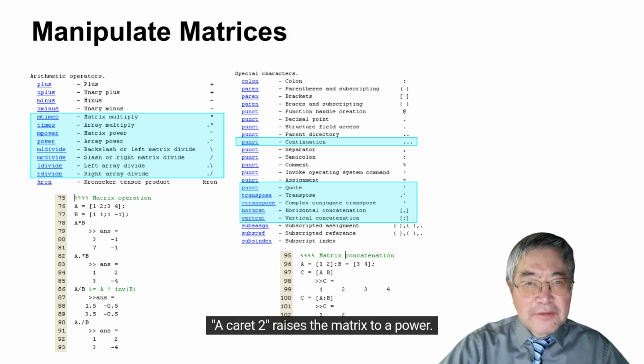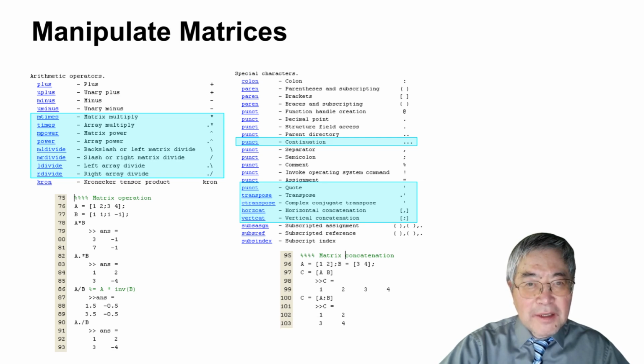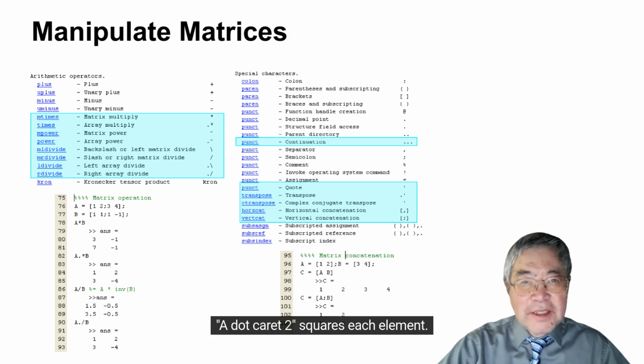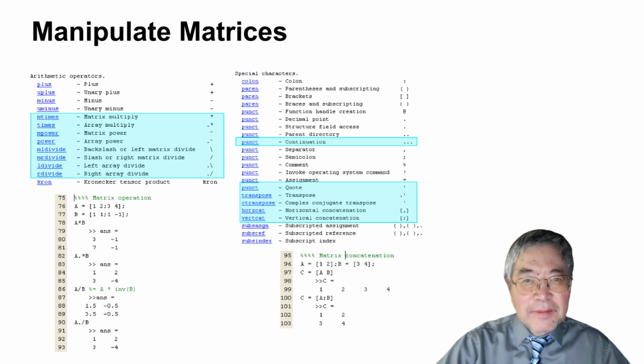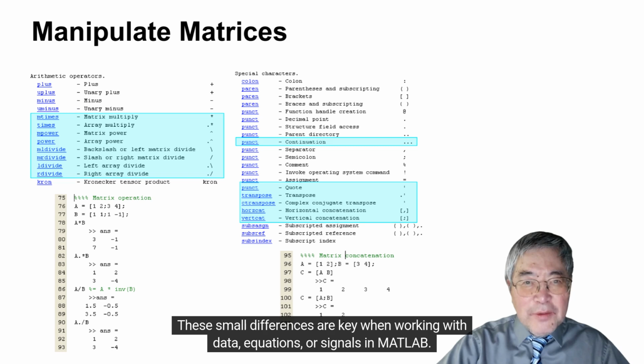A^2 raises the matrix to a power. A.^2 squares each element. And for division, A / B solves equations, while A ./ B divides element-wise. These small differences are key when working with data, equations, or signals in Matlab.